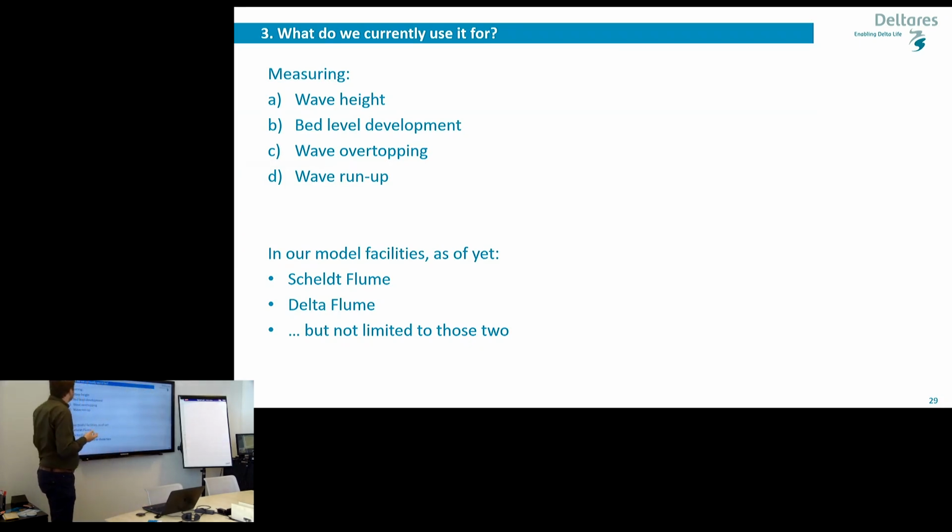Essentially 4 things: measuring wave height, bed level development, wave overtopping, and wave run-up in our facilities. And the facilities we've applied it to right now are the Scheldt flume and the delta flume, but it's not necessarily limited to those two. Those were just the projects where we could stick a camera on, essentially.